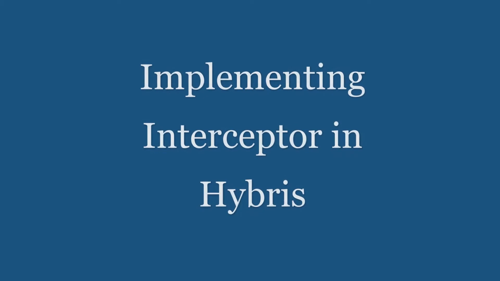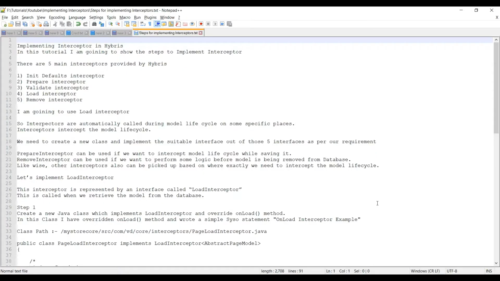In this tutorial we are going to see implementing Interceptor in Hybris. Basically there are 5 main interceptors provided by Hybris: init defaults interceptor, prepare interceptor, validate interceptor, load interceptor, and remove interceptor. I am going to use load interceptor in our tutorial.